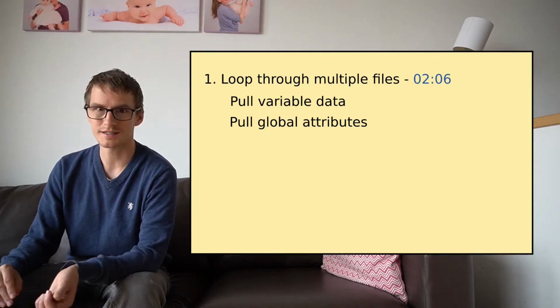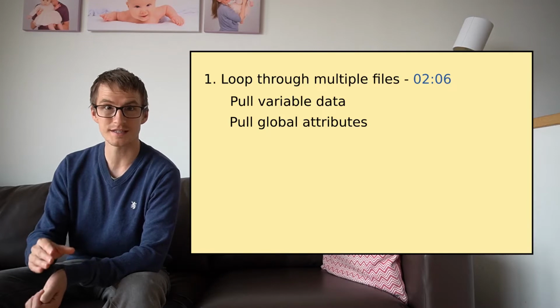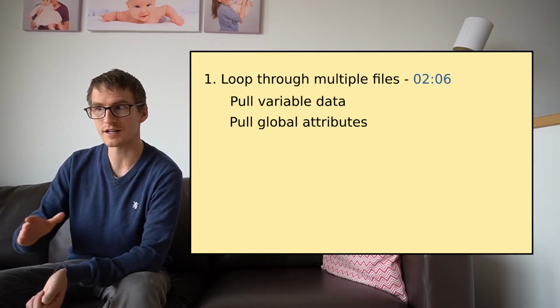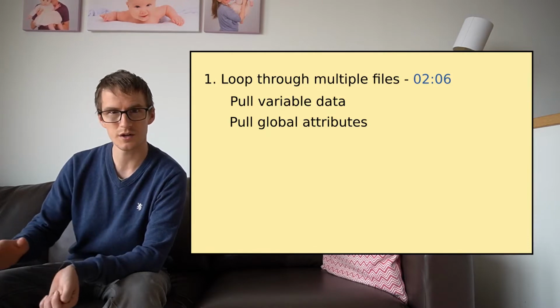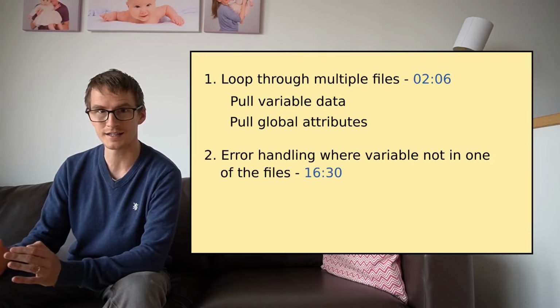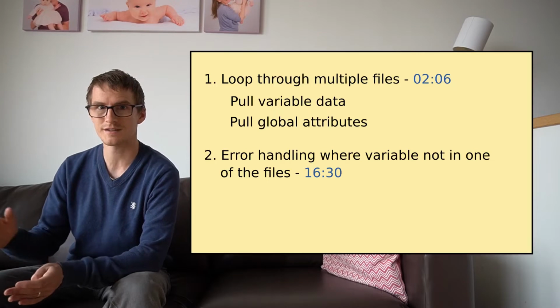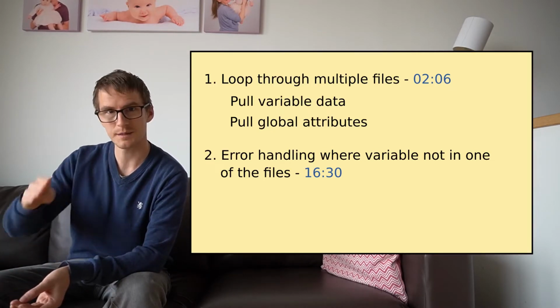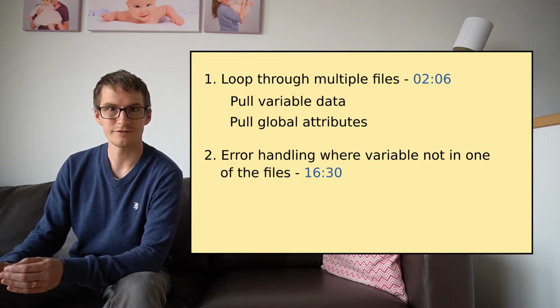Now, in some cases, you'll have variables that you know exist in some files, but that variable might not exist in every file you want to access. So I'm going to show you how you can use error handling to make sure you can access the data from the files that contain the data you're looking for, while skipping through or passing the files that don't include that data.